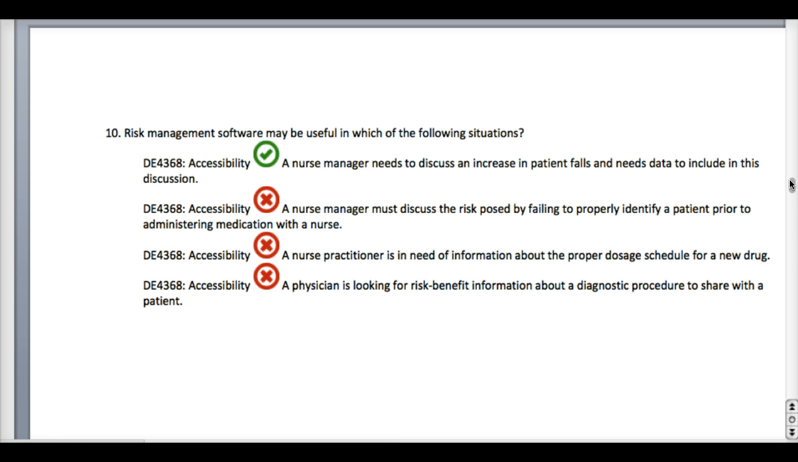A nurse practitioner is in need of information about proper dosing schedule. Again, there's other tools that are available for that. Physicians looking for risk-benefit information to share with the patient. A provider can certainly use the patient education that's built into all electronic systems. This is on page 129 in presentation slide number 15. This one was a tough one for people, but the thing you have to think about is it's big picture.